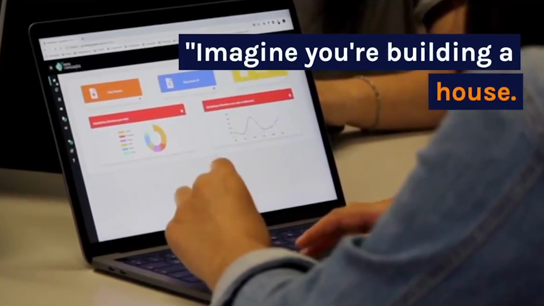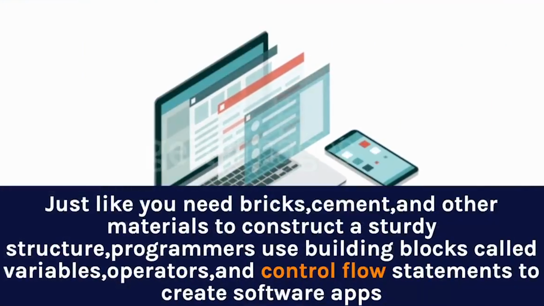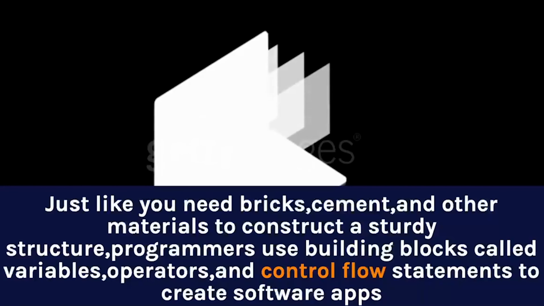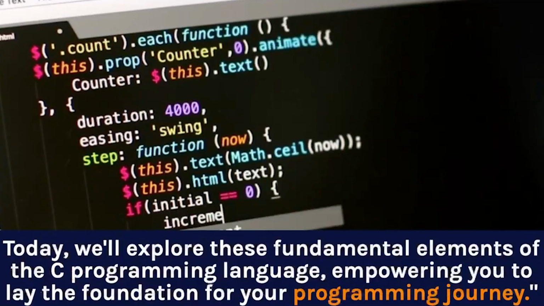Imagine you're building a house. Just like you need bricks, cement, and other materials to construct a sturdy structure, programmers use building blocks called variables, operators, and control flow statements to create software apps. Today, we'll explore these fundamental elements of the C programming language, empowering you to lay the foundation for your programming journey.